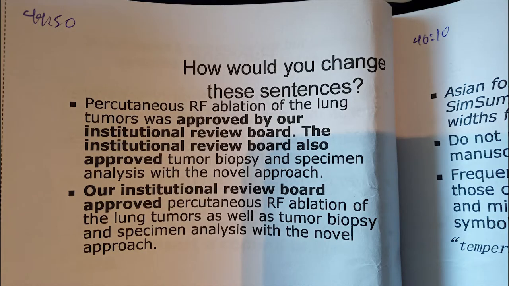Here's another example of beginning and ending with the same word, which we don't want to see. Ablation of the lung tumors was approved by our institutional review board. The institutional review board also approved. So we have IRB, IRB, you know, right together. And it's ugly. It reads poorly. So we will rewrite it. Our IRB approved. And then just say both of them.